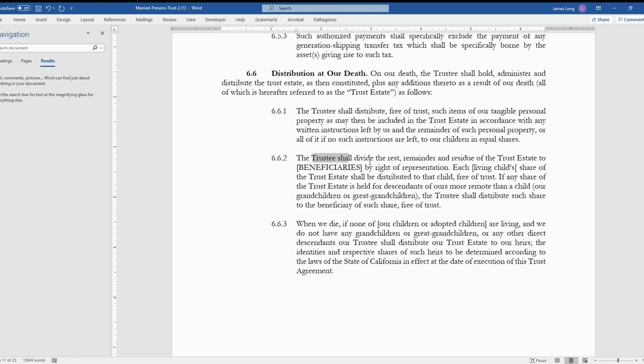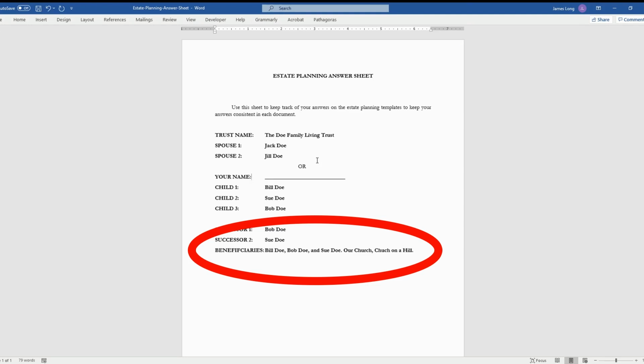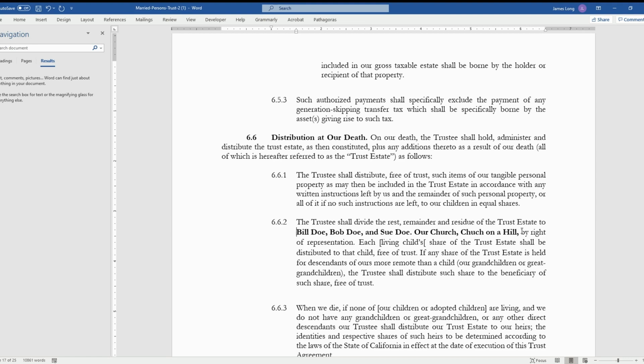Okay. The trustee shall divide the rest, remainder, and residue of the estate to beneficiaries. What does that mean, beneficiaries? Well, remember on our estate planning answer sheet, we listed the beneficiaries. So you just copy and paste the beneficiaries from your estate planning answer sheet, or you can go back to Article 1.5 at the very top of this document and copy and paste your beneficiaries from there, but they need to match, okay?